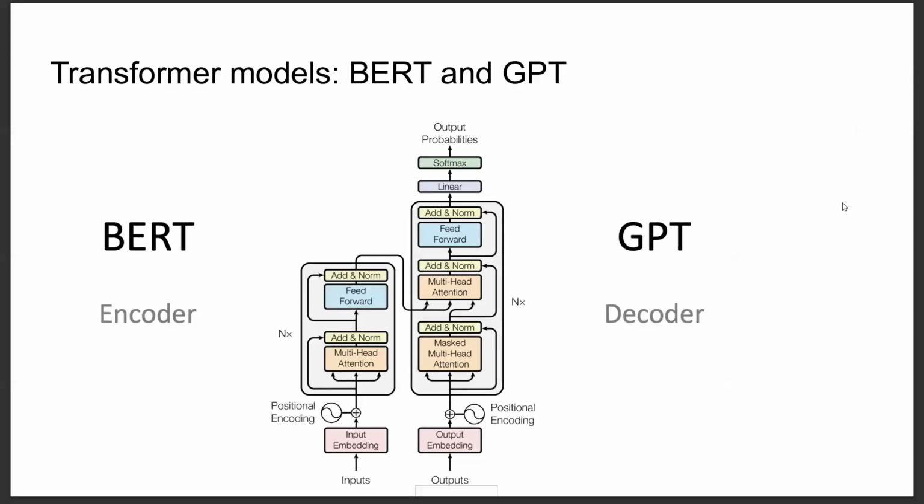There are different versions of the transformer architecture. For example, you can omit the decoder part or the encoder part. With just the encoder part, you have a BERT model, and with just the decoder part, you have a GPT model.